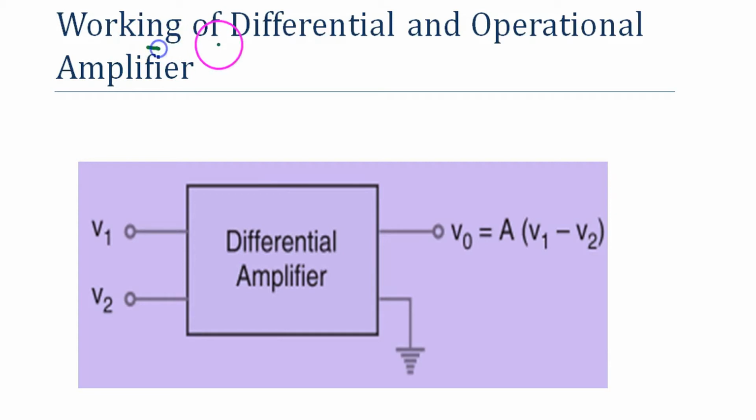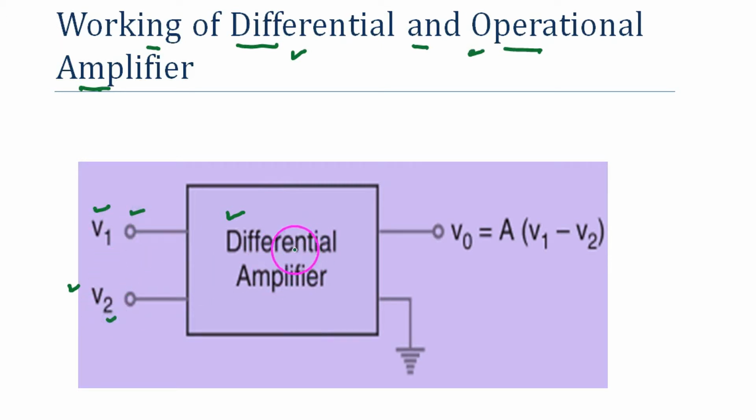The working of differential and operational amplifier. Differential amplifier is a key to understand the op amplifier. So it is a differential amplifier. V1 and V2 are the two inputs. There are two input signals applied at here and at here.